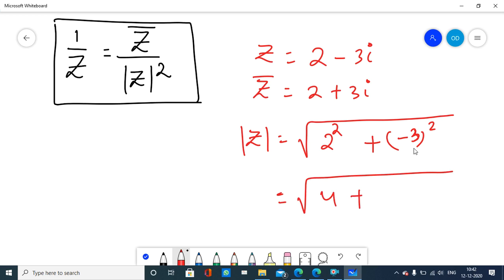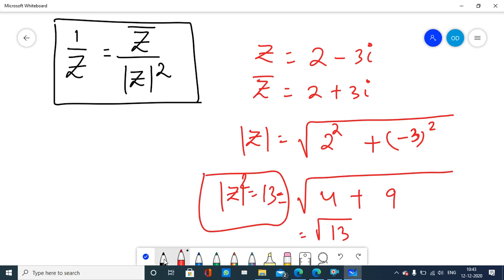You get my point so far? So 4 plus 9, root 13. Then what is mod z square? If mod z is root 13, then mod z square is 13, right? Okay, so we can directly apply the formula.